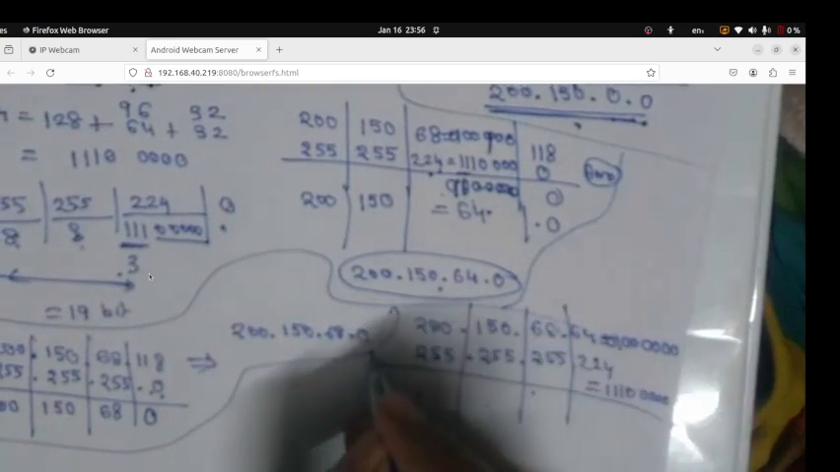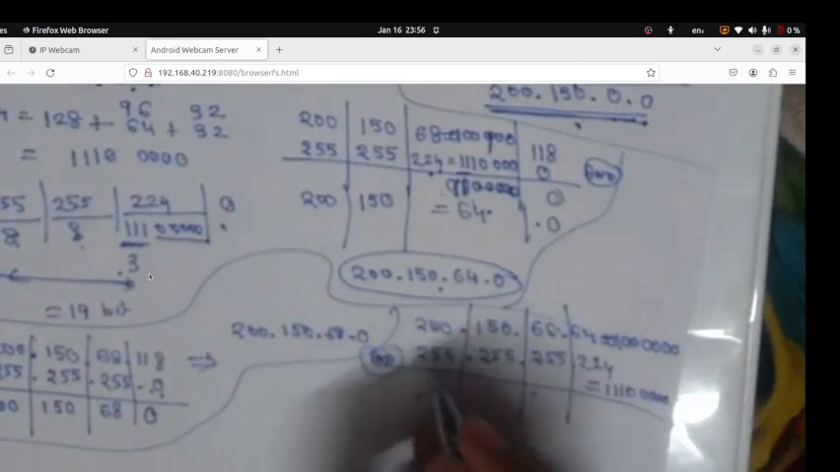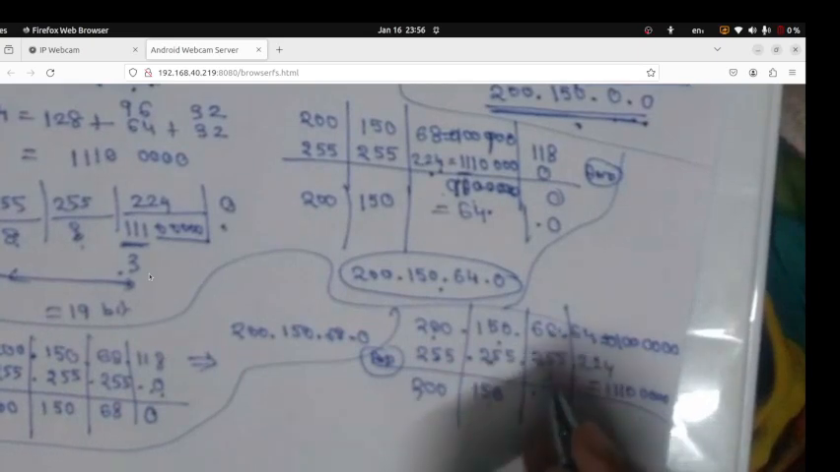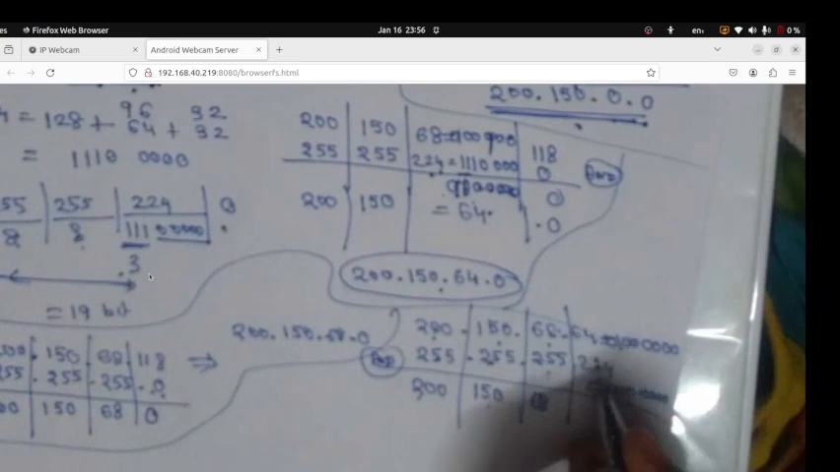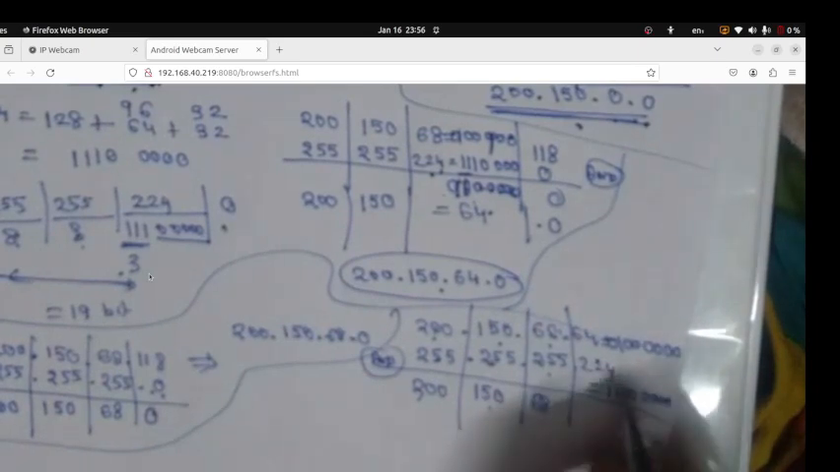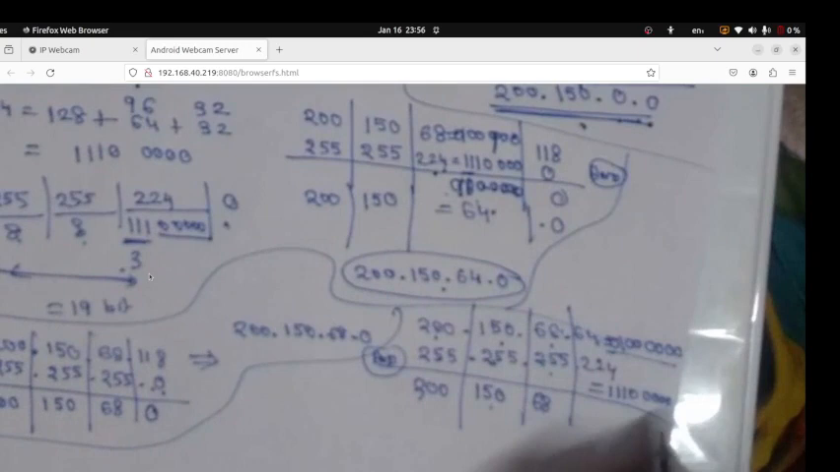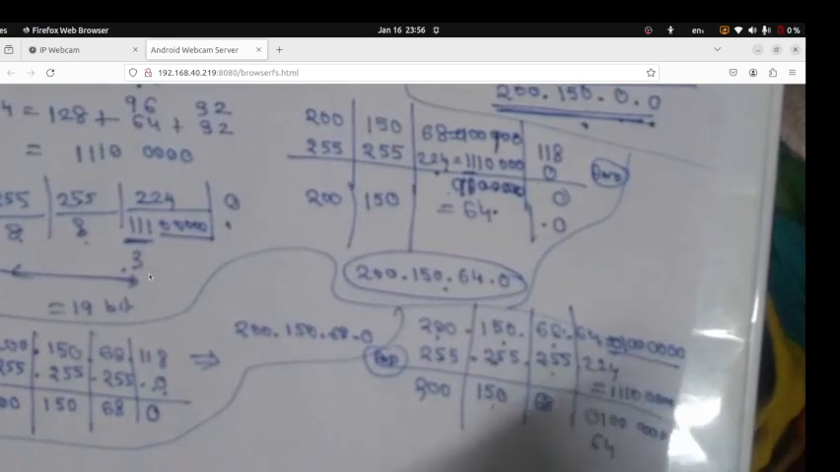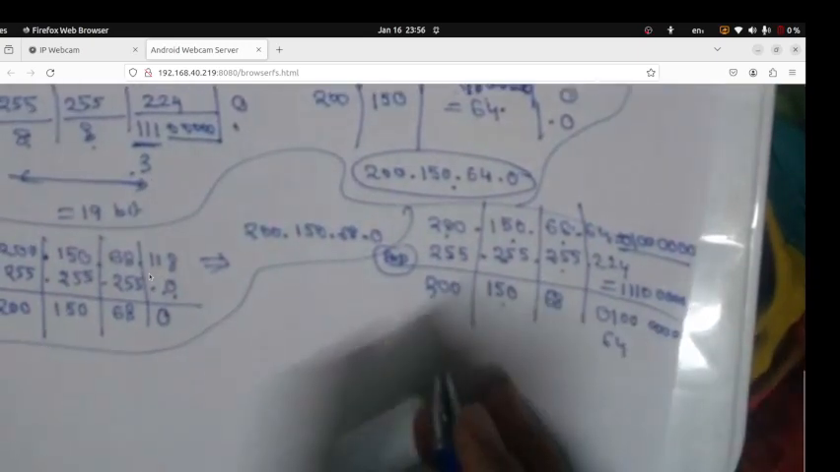And the binary equivalent of 224 is 3 ones, then all will be 0. So if we do the bitwise AND operation, 255 ANDed with 200, we get 200. Then 255 ANDed with 150, we get 150 same. Here 255 and 68, I will get 68, but here 64 and 224, if we do the bitwise AND, I have written here, it will be 0, 0, 1, 0, which is equal to 64. So what is the network address that is extracted here?